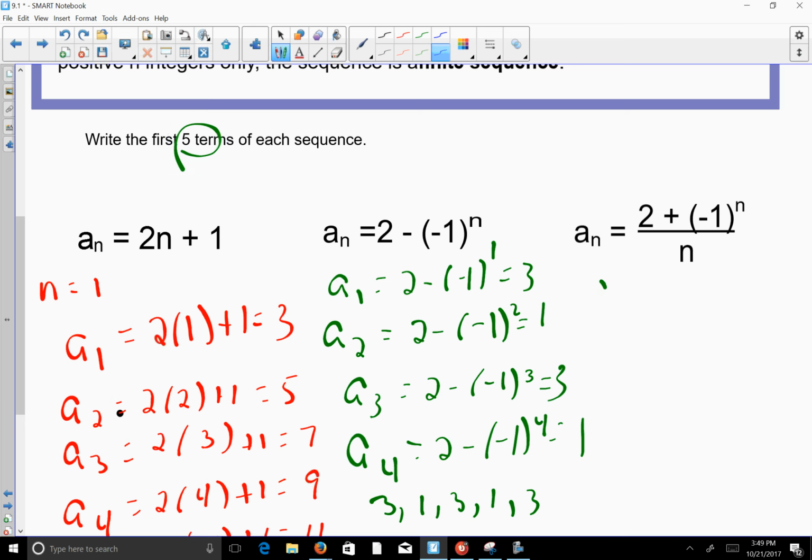Okay, to do the next one, I'm going to start off the same way. Let's start with the first term. So a sub 1 is equal to 2 plus negative 1 to the first, all over 1. So that's 2 plus negative 1, which would be 1. 1 divided by 1 is 1. So I'm going to pause the video and give you a chance to finish filling that one out, and we'll see if we match.